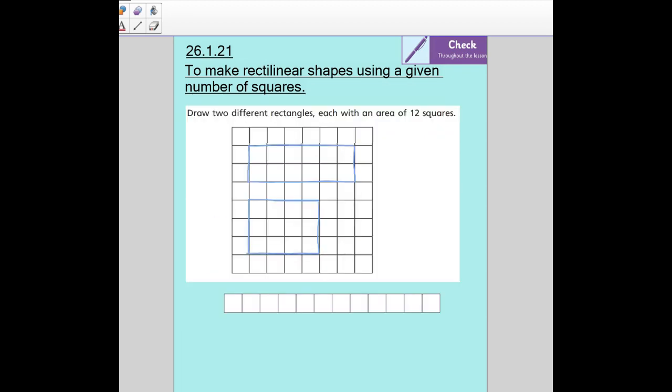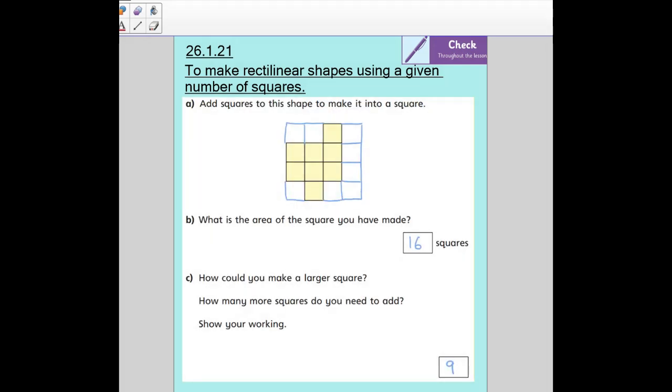How did you get on here? Draw 2 different rectangles, each with an area of 12 squares. You could have drawn one that had 12 in a row, one that had 6 in a row with 2 rows, one with 4 in a row with 3 of those, or you could have done it the other way round, the 6 by 2 or the 2 by 6, the 3 by 4 or the 4 by 3. Good job.